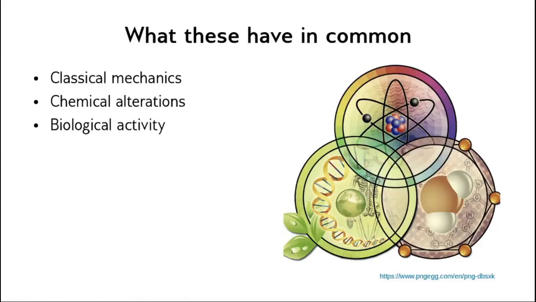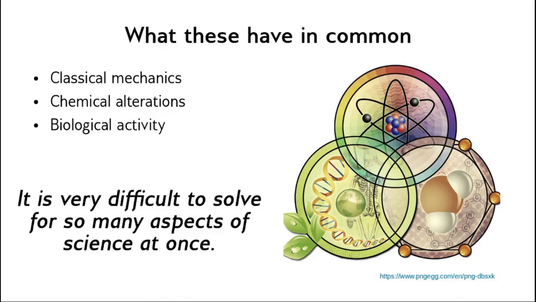So these all have a number of things in common, but key is the fact that they all involve classical mechanics, they all involve chemical alterations, and they all involve biological activity. And this is a physics, biology, and chemistry diagram at right. The physics one is the model of the atom. I just said classical mechanics. It just means physics. Ignore it. We're not going to deal with quantum. Quantum geomorphology is a scale that we absolutely cannot resolve right now.